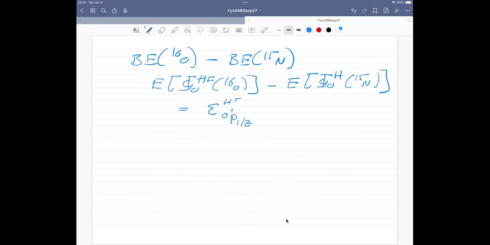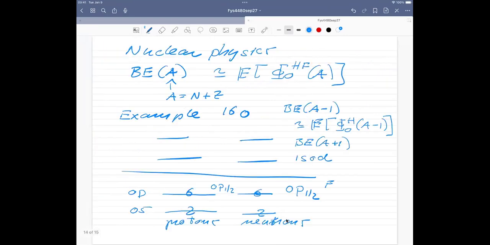And we would put a pi here to indicate that that's a proton. And this is the result you would get from the Hartree-Fock calculation when you remove the last bound particle state here, so a hole state.